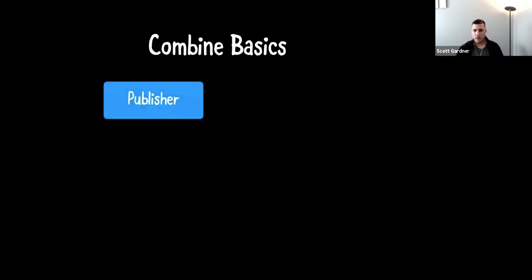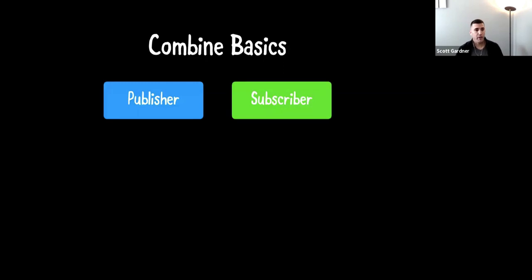So at its essence, what is Combine? Well, it's about publishers that publish events and subscribers that receive those events. And those events are also values. So you might be receiving just data in a stream, but there'll also be events that you'll receive and be able to handle or react to.